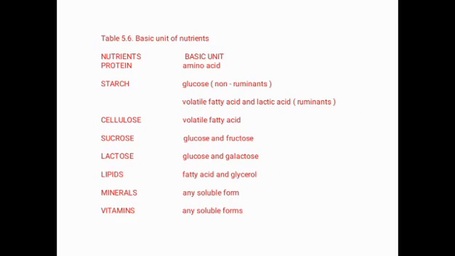Table 5.6, Basic unit of nutrients. Nutrient protein, basic unit amino acid. Starch, glucose in non-ruminants; volatile fatty acid and lactic acid in ruminants. Cellulose, volatile fatty acid. Sucrose, glucose and fructose. Lactose, glucose and galactose. Lipids, fatty acid and glycerol. Minerals, any soluble form. Vitamins, any soluble forms.